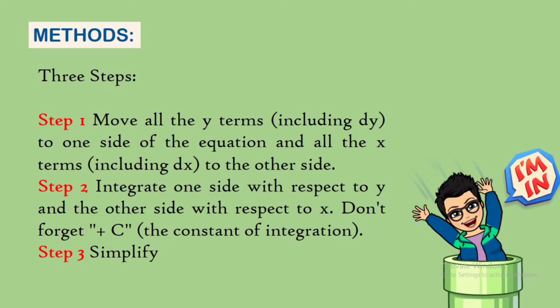There are three steps in using separation of variables to solve a differential equation. In step 1, we already did that a while ago. We move all the y terms including dy to one side of the equation and all the x terms including dx to the other side. Step 2, integrate one side with respect to y and the other side with respect to x. Don't forget to put plus c, the constant of integration. And the last step is simplify. So to further understand this topic, let's go with some examples.